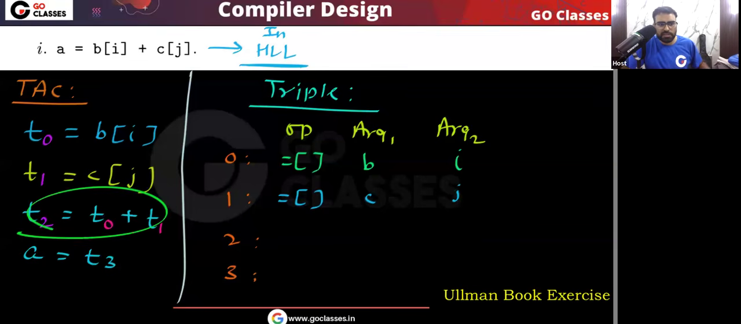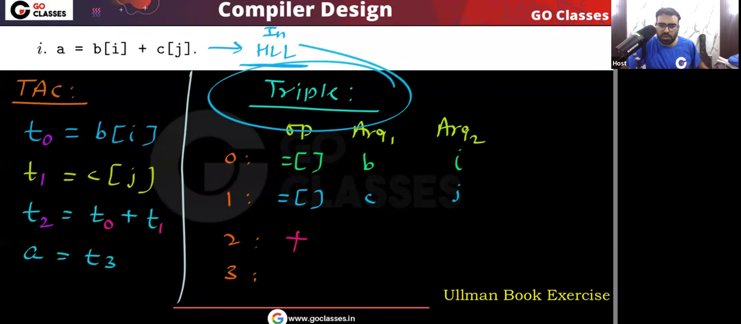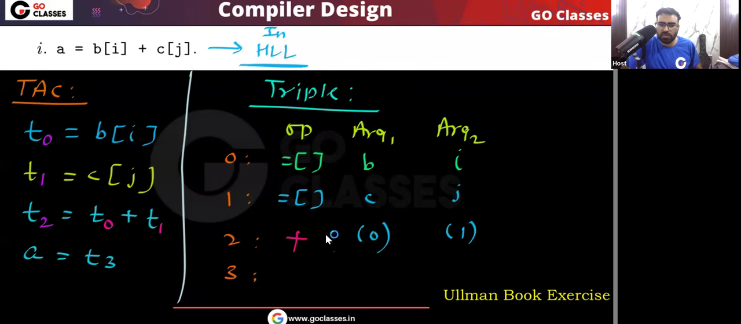What about this next instruction? Here you can see the operator is basically plus. This is the operator. And what are the argument 1, argument 2? These are T0, T1. But remember, in the triple representation, whenever you need to refer to the result of some previous operation, then we do that by the position. So here remember, T0 simply means position 0 and T1 simply means position 1. Yes or no? Very simple.